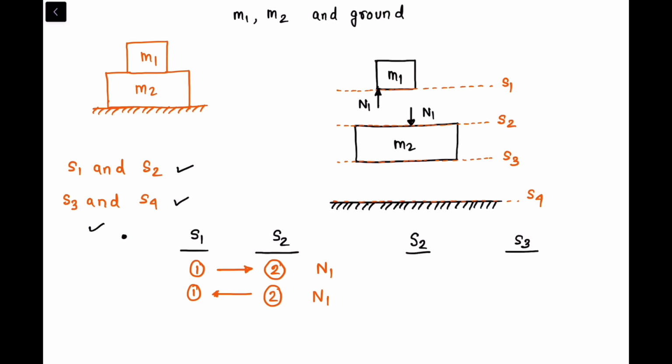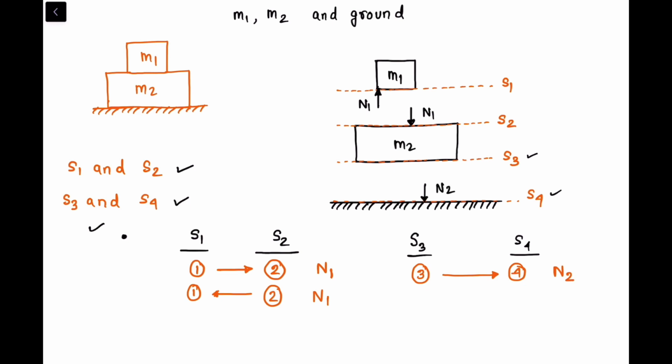Similarly, surface 3 and surface 4, my apology, not surface 2. These two surfaces, surface 3 and surface 4, are also in contact. So surface 3 will exert a force towards surface 4, right? Suppose the value of that force will be N2. Why am I taking N2? Because N1 is taken, right? Why does surface 3 exert a force on surface 4? Because they are in contact. And over here this will be our N2.